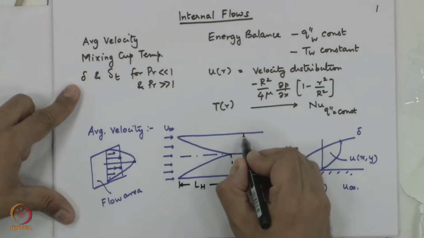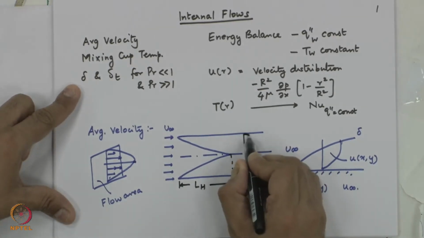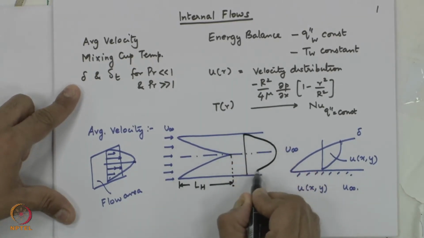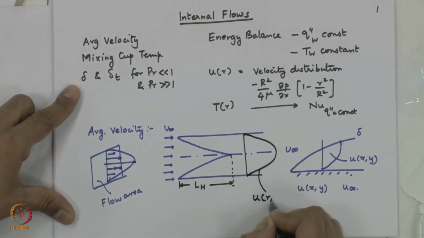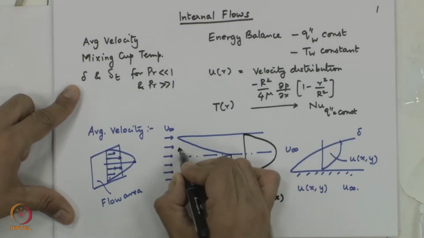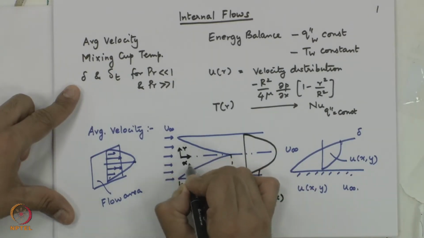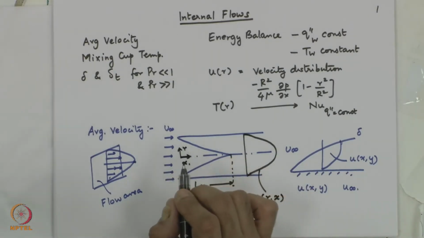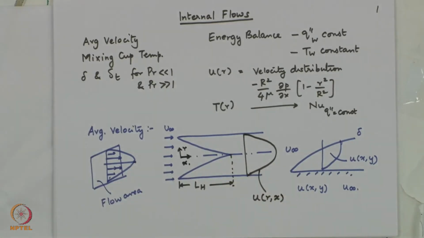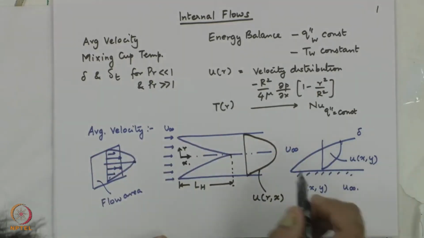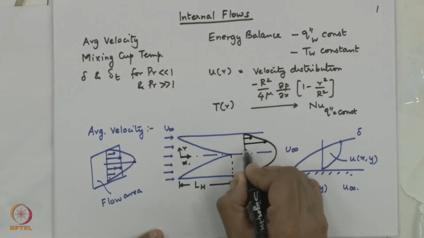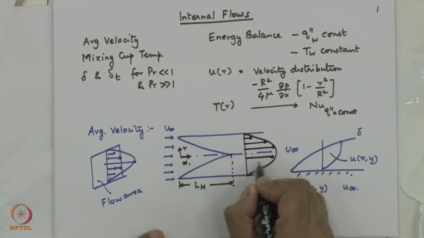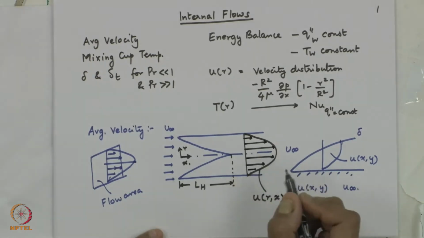And after this, we were told that the velocity profile would end up being something like this. This is u of r comma x. The coordinate directions are r and x. So, you are told that this is going to be like this, and we are having different velocities at different radial locations, with maximum velocity occurring at the center.